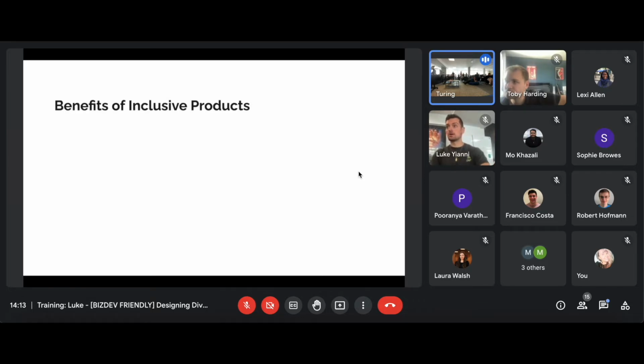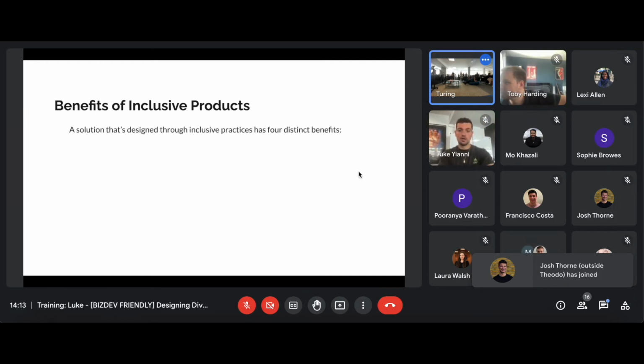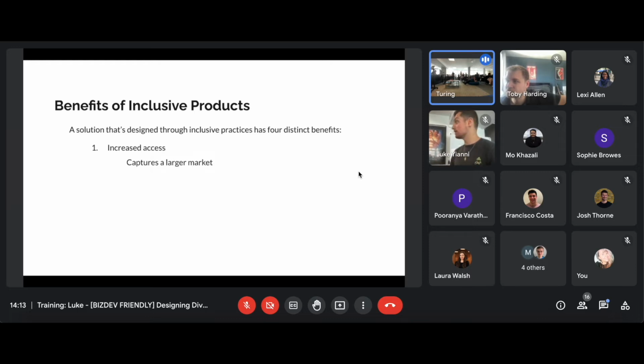Cool. Benefits of inclusive products. This is different from a company culture that designs something; this is the product itself being inclusive of the groups. A solution that's designed through inclusive practices tends to have 4 distinct benefits. Increased access. I think that's fairly simple. It captures a larger market, which is a better thing. Also, more people can use it. It's overall good. Reduced friction. By making something more accessible to people, it tends to be simpler, easier to use, and more intuitive. With people that really care about a good UX and a good experience for the end consumer, having these accessibility considerations really does lead to us generating better products.